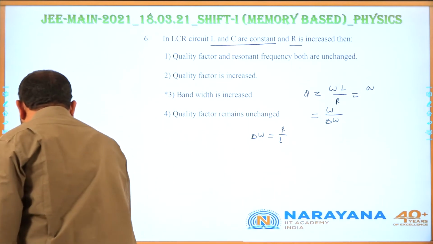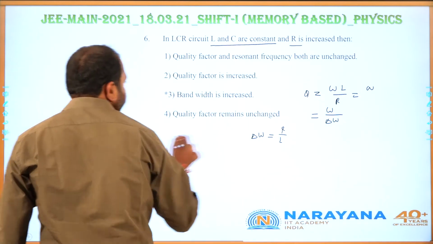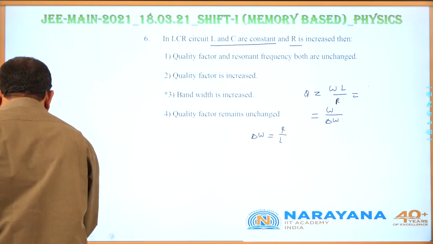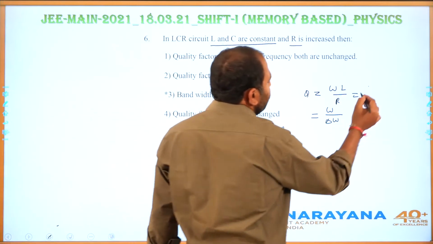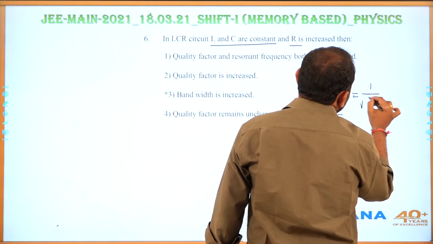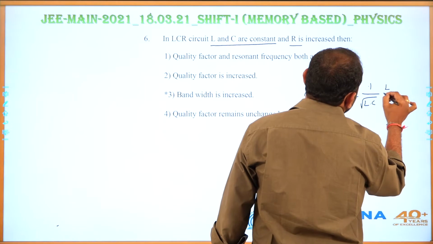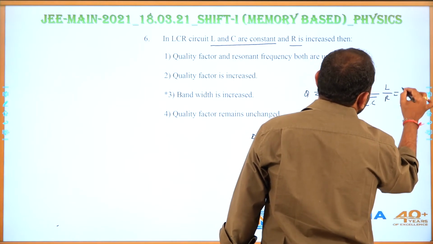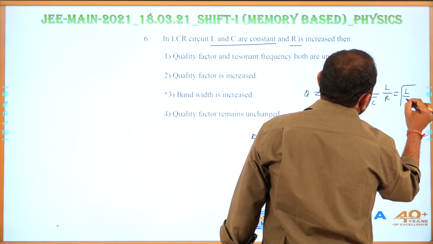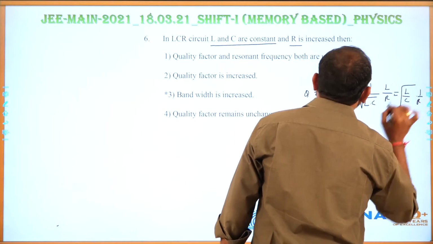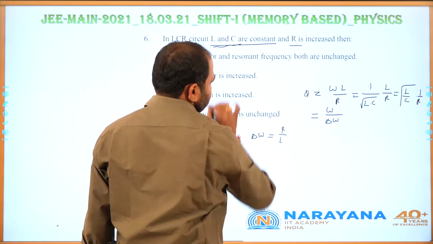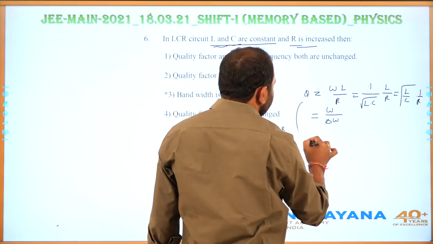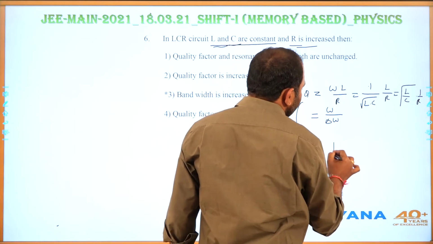This can be written as 1 by square root of LC into L by R. Rewriting this, it will be square root of L by C into 1 by R. Here it is said that L and C are constants. If L and C are constant and R is increased, it is clear the quality factor will be reduced.